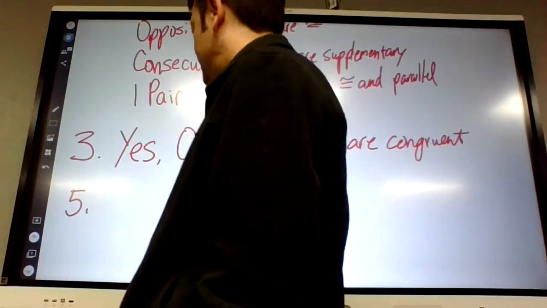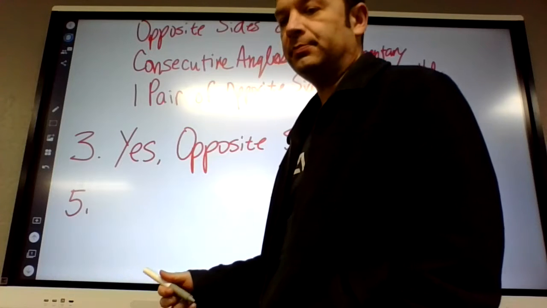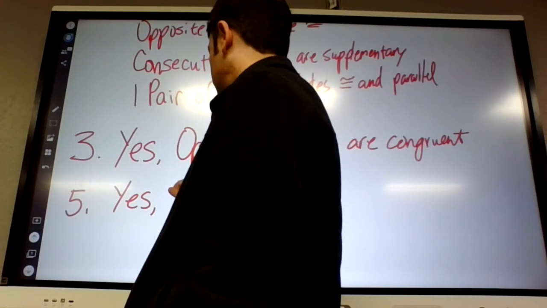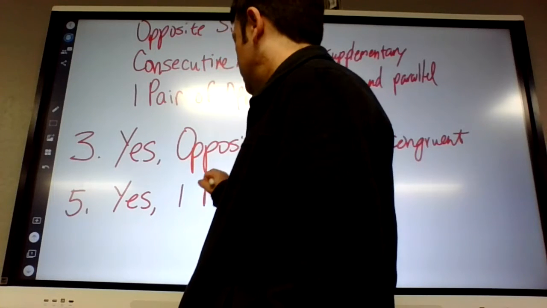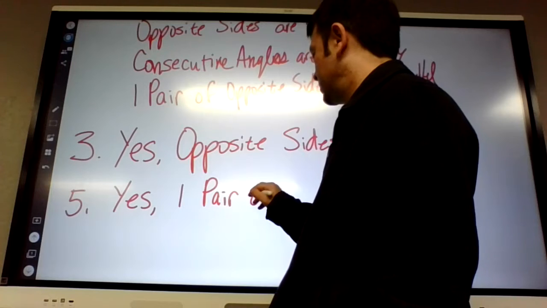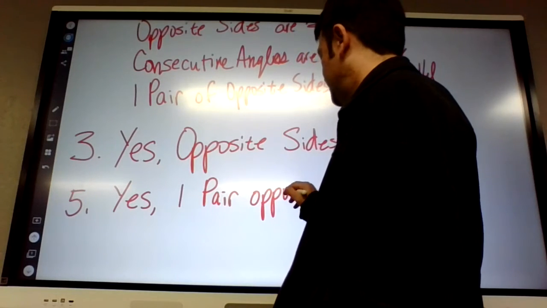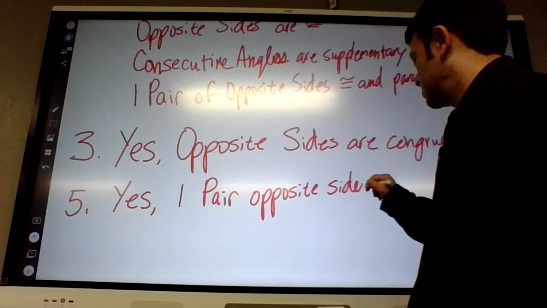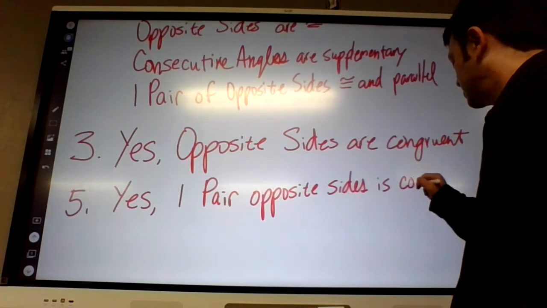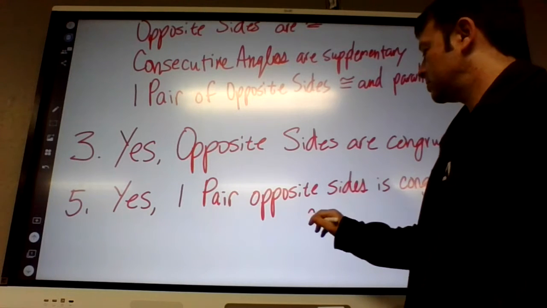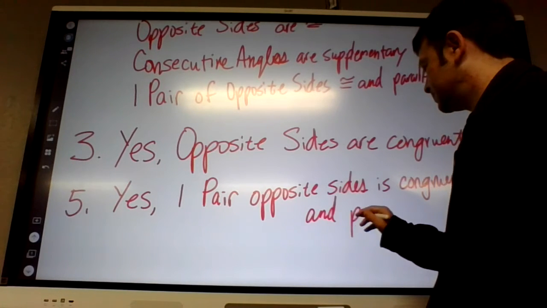Okay, number 5, is that a parallelogram? Yes. Because there's parallel sides and congruent sides. One pair of congruent parallel opposite sides is congruent and parallel.